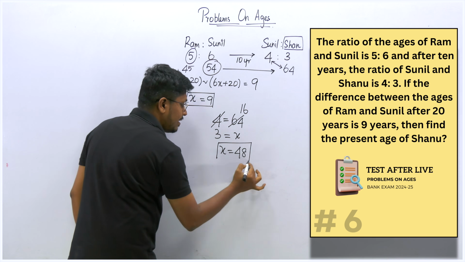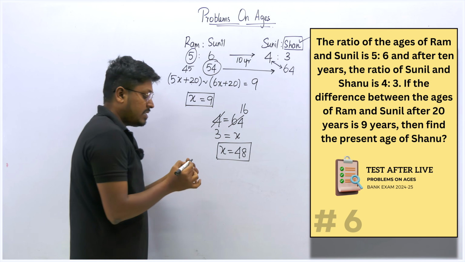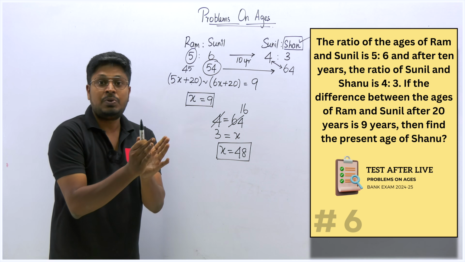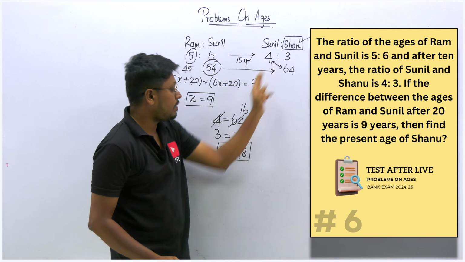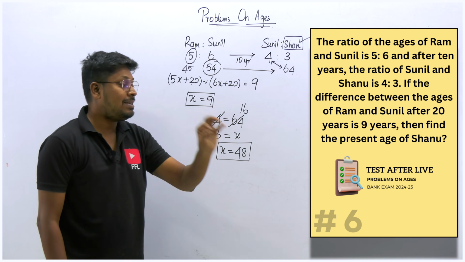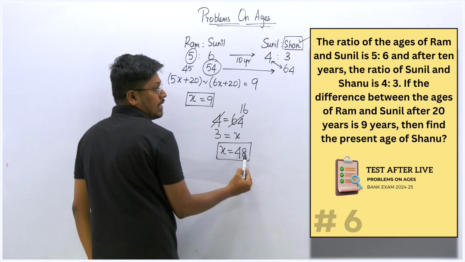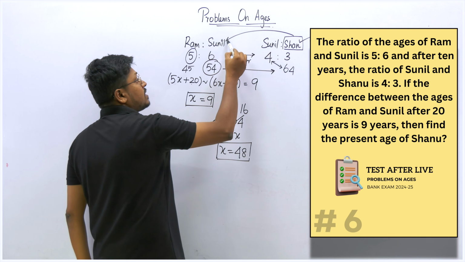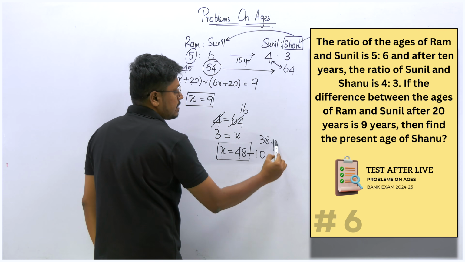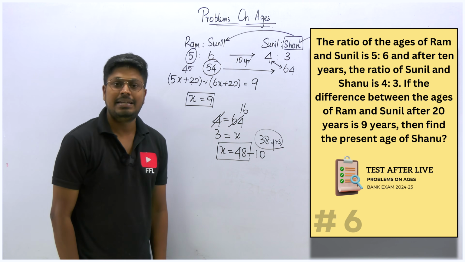So 48 is the age we found for the person Shannu. But don't say this is the final answer. Why? Because Shannu's age after 10 years is 48, and the question is asking for Shannu's present age. So what will be the present age of Shannu? You have to subtract 10 years. The result will be 38 years. So the present age of Shannu is 38 years.